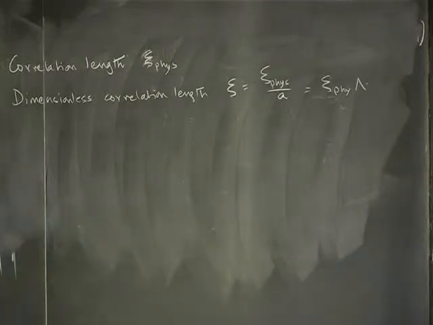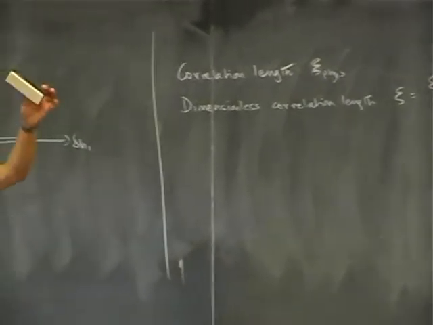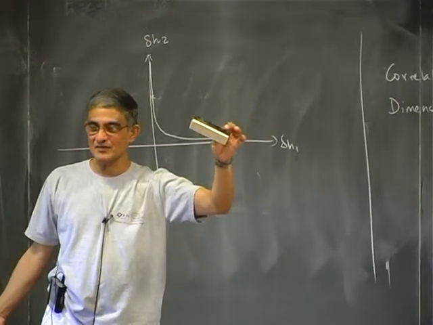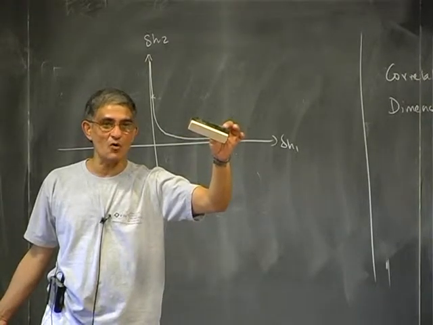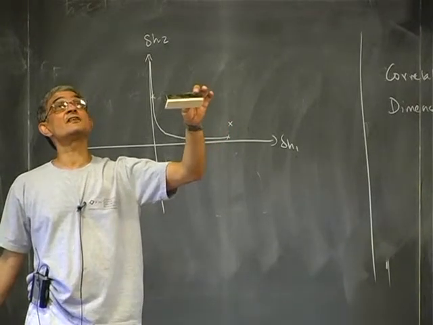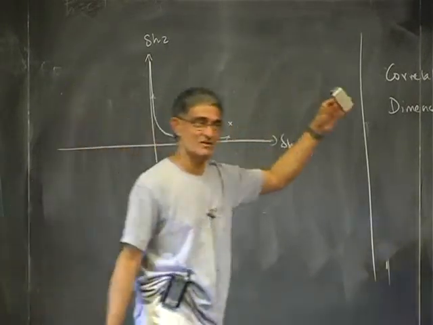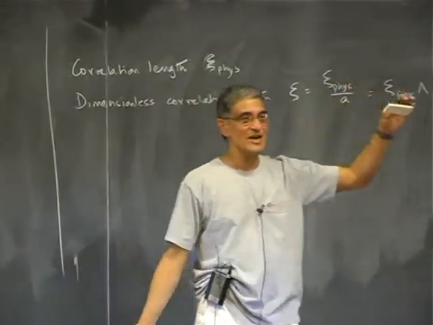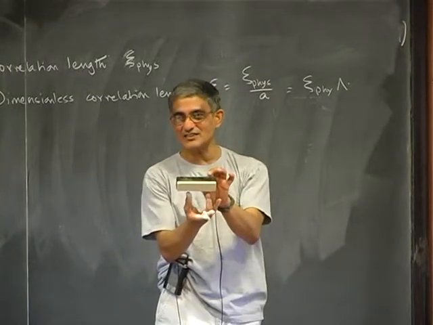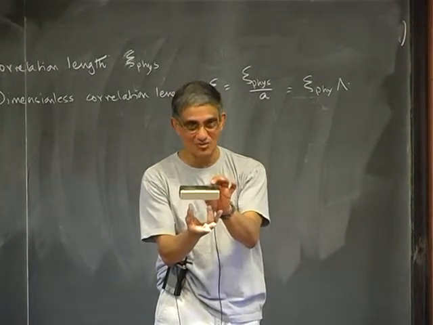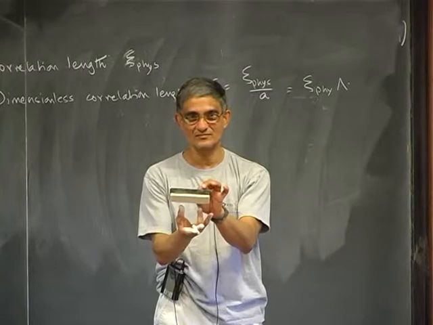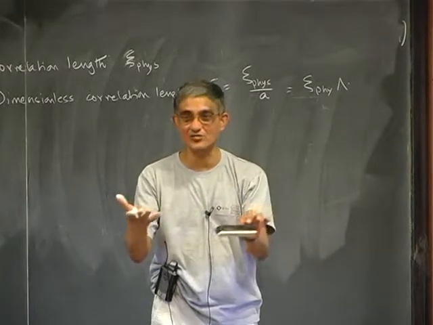I'm going to describe this object. It has some correlation length, 10 centimeters. I can never change that. It's my description which can change. In the first description, with the lattice spacing of 1 angstrom, the dimensionless correlation length is 10 to the power 9. If I now describe the same system by putting it on a lattice of 2 angstroms, then the dimensionless correlation length is 0.5 times 10 to the power 9. The dimensionless correlation length decreases as I do an RG transformation.